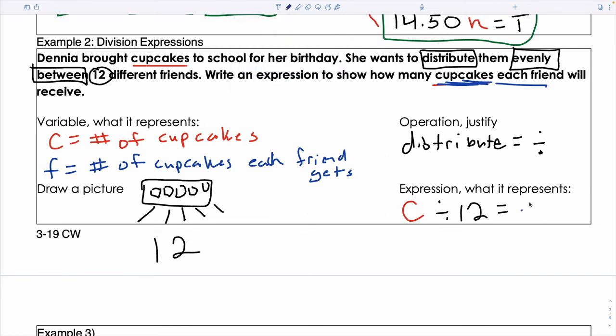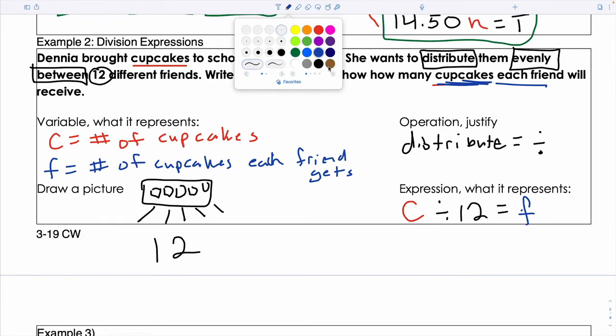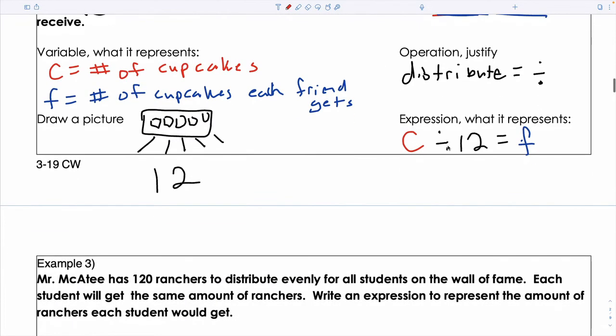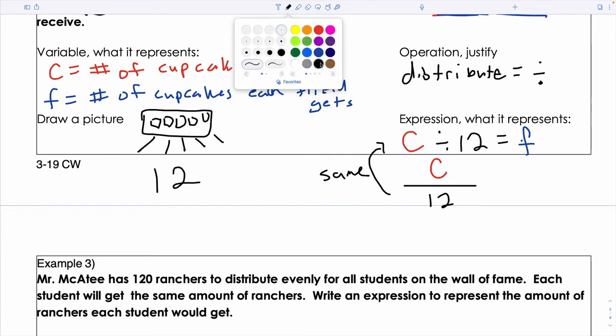In algebra, you will normally see division look like this. The C will be on top. There will be this division bar. And then the 12 is on the bottom. This means the same thing. C over 12 is usually how they'll write division when they're writing expressions. Tessa.